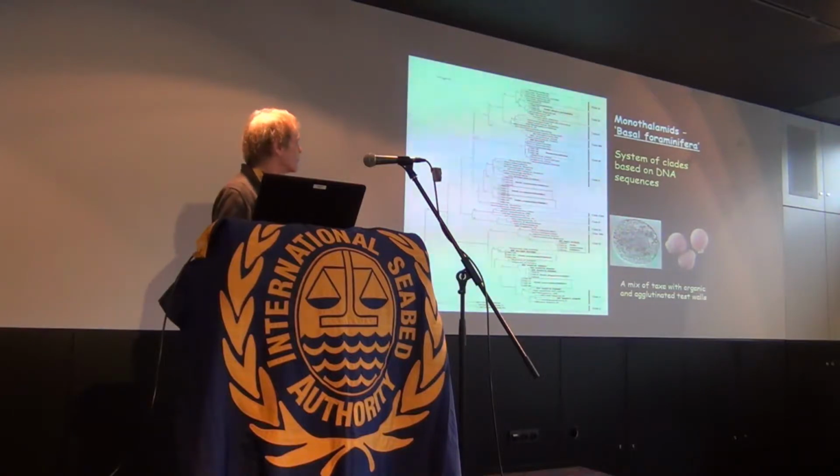And so you can think of the monophyletes as basal forams. They come at the base of the evolutionary tree. And so through molecular work, mainly done by Jan and his team in Geneva, a system of clades has been recognized. So really all we have is this system of clades which is based on DNA sequences. There's really no formal taxonomy for these organisms.